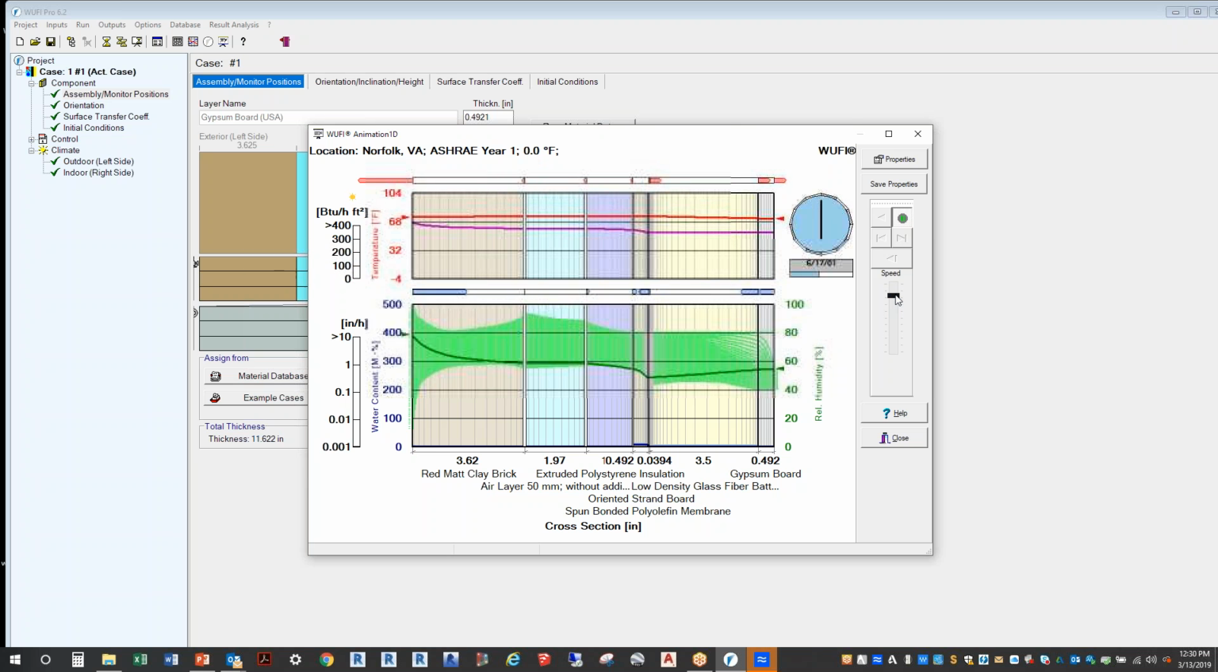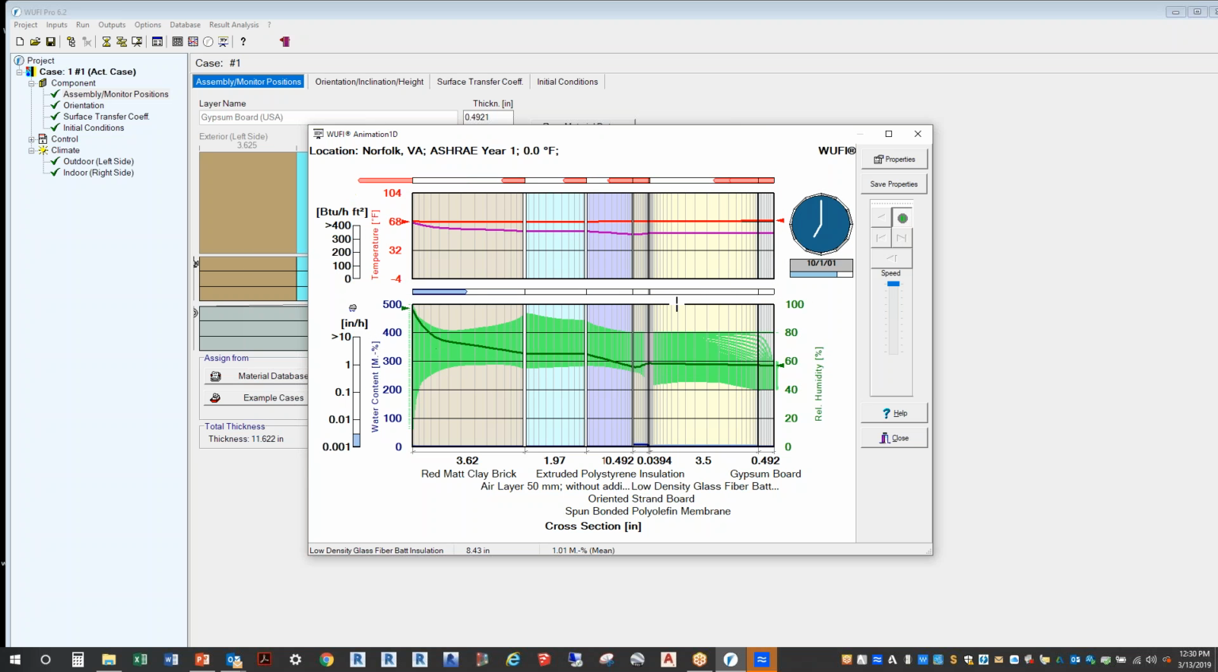So I'm going to speed this up a little more. And we just did 1 year here. So when you do 20 years, it can take it like 30 minutes to run. Okay, so it's finished. It's done, and it looks like a pretty good wall.